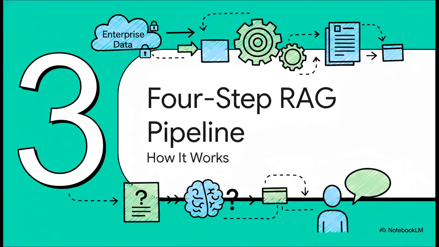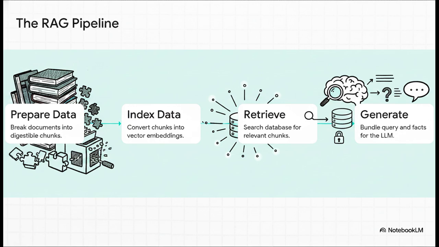Section 3, the 4-step RAG pipeline. How it works. Now, the technical mechanics might sound a little complex at first, but they actually break down into 4 pretty elegant steps. Step 1, prepare your data. You take your massive manuals, policies, and databases and break them into smaller, digestible pieces we call chunks. Step 2, indexing. You convert these chunks into vector embeddings. That's essentially just translating human text into a mathematical language the AI can instantly scan, and you store them in a database. Step 3, retrieval.